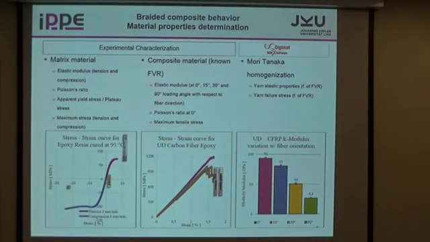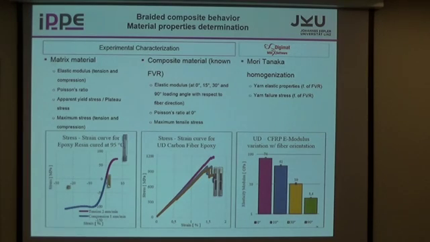In terms of experiments, what do we actually need to develop this quite complex model? First, we need to know what type of matrix we are using. So we performed tension and compression tests on the matrix in order to determine the tension compression anisotropy and to get our yield stresses and maximum stresses.